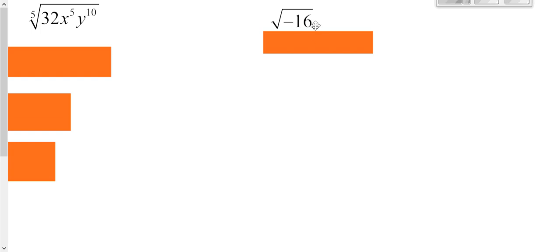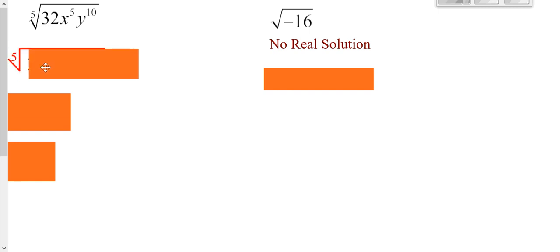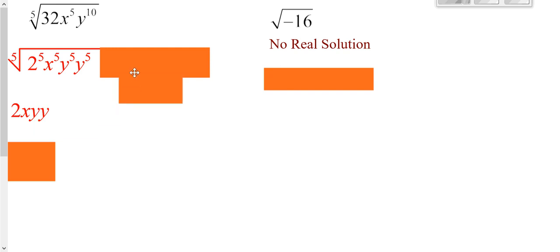Here we have a negative inside of a square root, so that does not work. Try to also do this one here quickly off the top of your head. Rewriting the inside as something to the 5th power, so we'd have a 2 to the 5th for our 32, an x to the 5th is already something to the 5th. Our y to the 10th would be a y to the 5th, and another y to the 5th. Now, your 5th root here cancels out all your 5th powers, leaving you just a 2, an x, a y, and a y, or a 2xy.